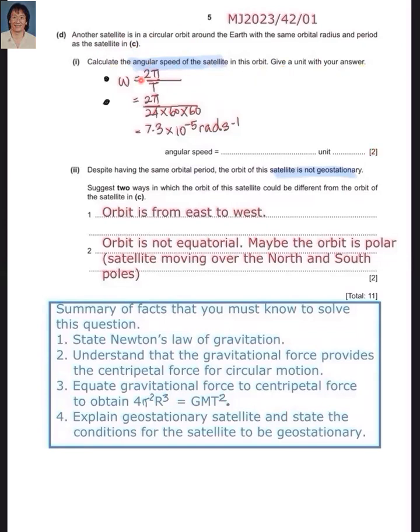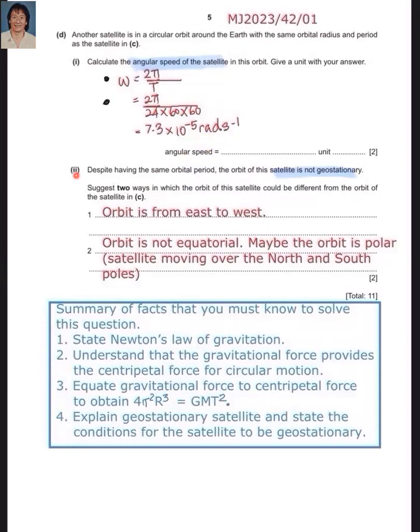The formula for angular speed of the satellite is omega equals to 2 pi over T. So this will carry 1 mark. And then the other mark is the answer plus the units. This will therefore equal 2 pi divided by 24 hours. This will give you 7.3 times 10 to the power minus 5 radian per second. So this is angular speed.